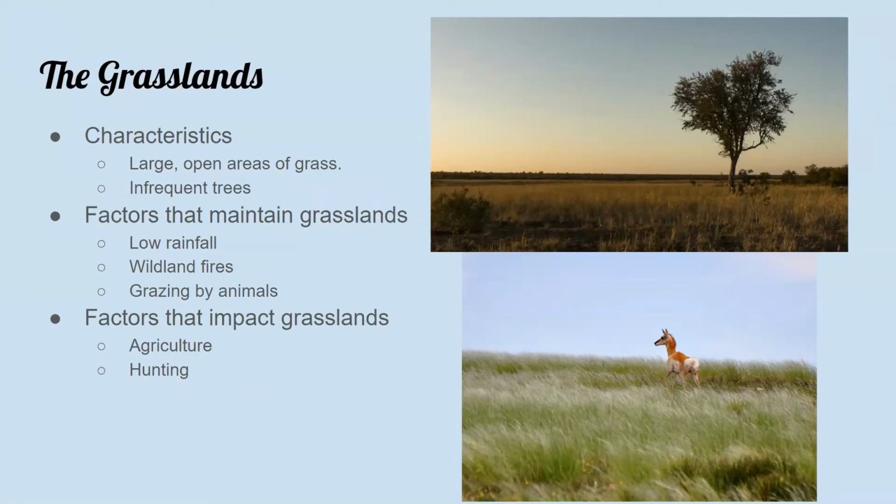Some other things that help to maintain the grasslands are regular wildfires and grazing by the many animals that graze on the grasses. Some factors that impact grasslands more negatively are agriculture, as humans like to use the soil and the big open spaces for agriculture. So there's been some land lost due to that. And there's also hunting. Illegal poaching causes the loss of those large grazing animals that help to maintain the grass. Without those big grazing animals, the grasslands kind of go unchecked and they can actually turn into forests.